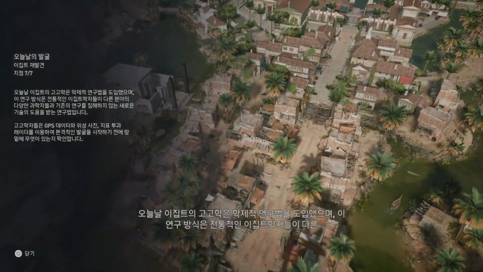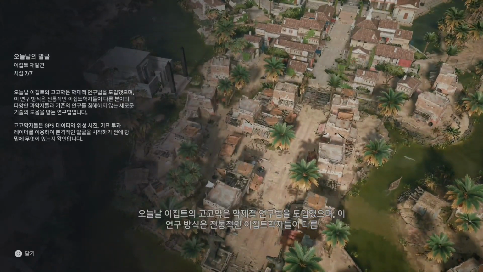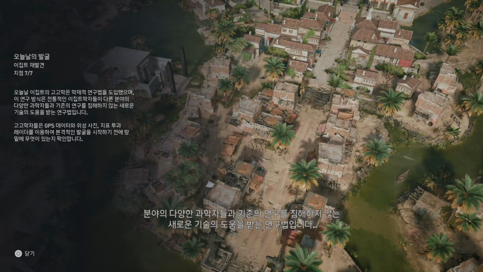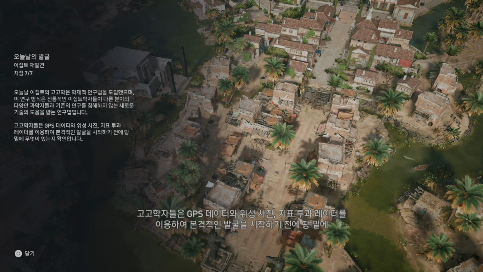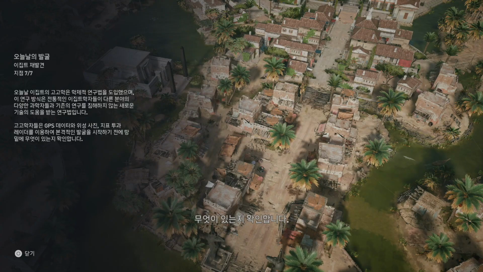Today, archaeology in Egypt relies on an interdisciplinary approach, where traditional Egyptologists are helped by a wide spectrum of scientists from other disciplines and new, non-invasive techniques. GPS data, satellite imaging, and ground-penetrating radar allow archaeologists to gain a sense of what lies underneath the ground before excavating.